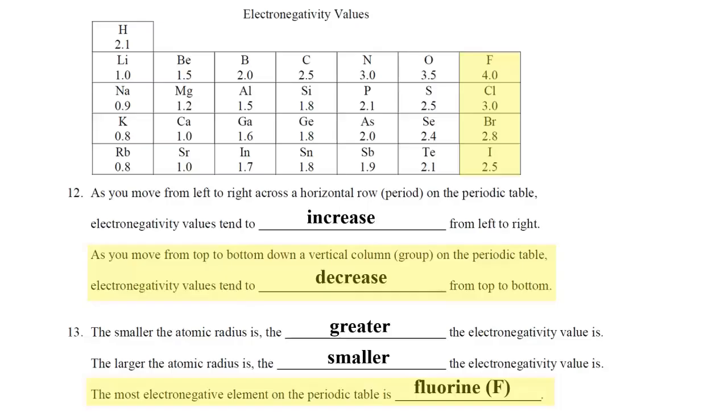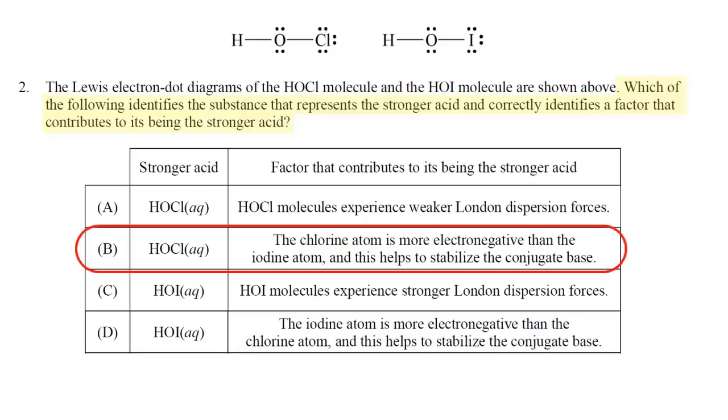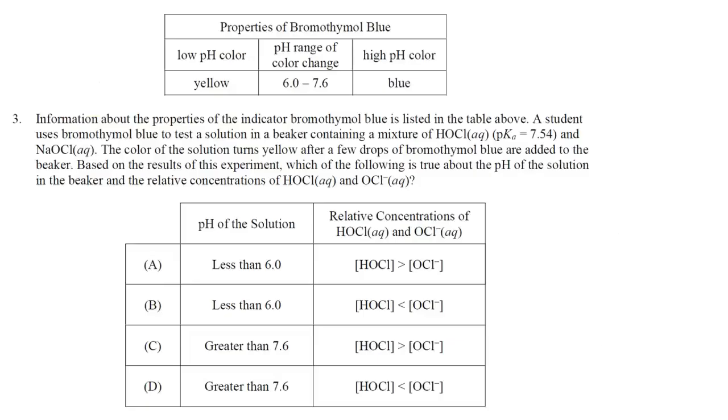So now we can answer question 2. The correct answer to question 2 is choice B, that the stronger acid is HOCl, and the factor that contributes to its being the stronger acid is that the chlorine atom is more electronegative than the iodine atom, and this helps to stabilize the conjugate base. So the correct answer to question 2 is choice B. Now let's take a look at question 3.